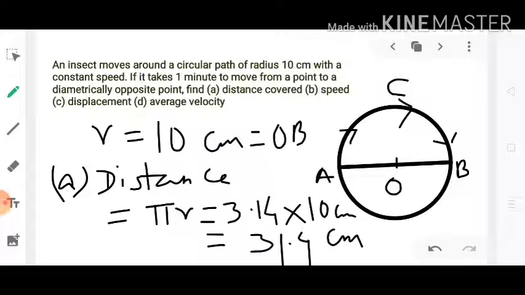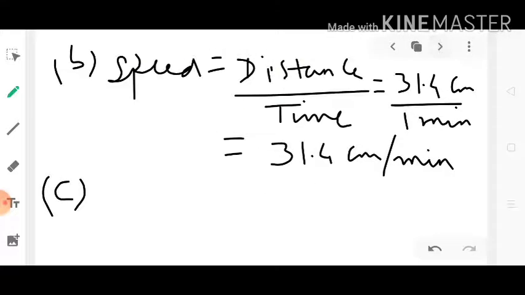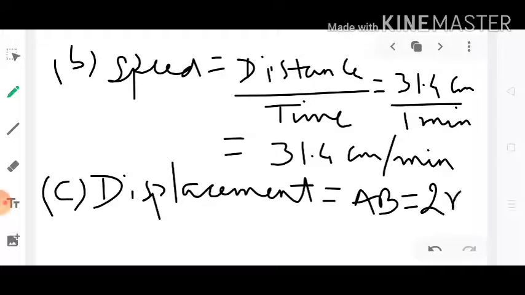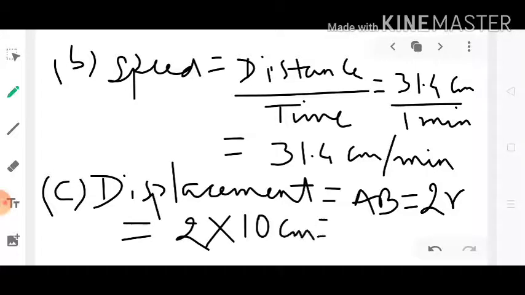Third, we have to find out displacement. Now see the picture again. It is traveling from A to B. So joining the initial and the final point, you get AB, which is the diameter. So the length of the diameter will give displacement. Displacement is equal to AB. So it is twice the radius, and radius was 10 centimeters. So 2 into 10 centimeter will give you 20 centimeters. So that is the displacement.